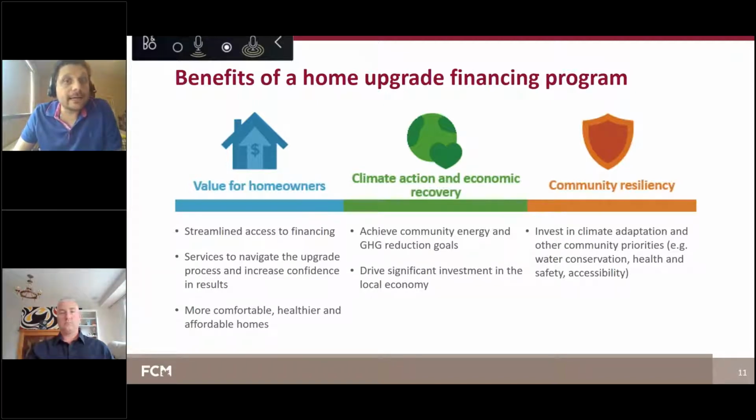It addresses climate action and economic recovery priorities of municipalities related to achieving community energy and greenhouse gas emission reduction priorities and driving investment in the local economy, which is certainly a priority as we enter the COVID recovery phase. And it also allows for community investment in climate adaptation and other community priorities, which may relate to water conservation, health, safety, and accessibility.